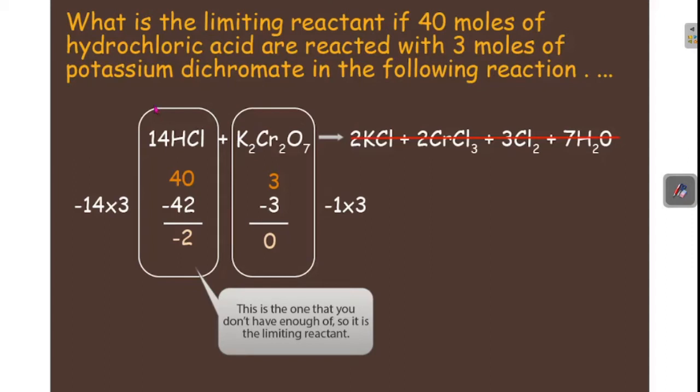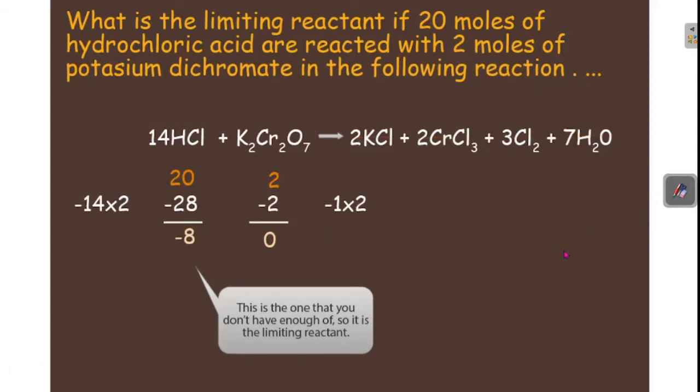So now this one has become the limiting reactant. The hydrochloric acid has become the limiting reactant. You have plenty of this reactant, but according to the recipe, each mole requires 14 to be able to continue to produce this product. And you had 3 times 14, to see how much you need, is 42. So you were short 2 moles.